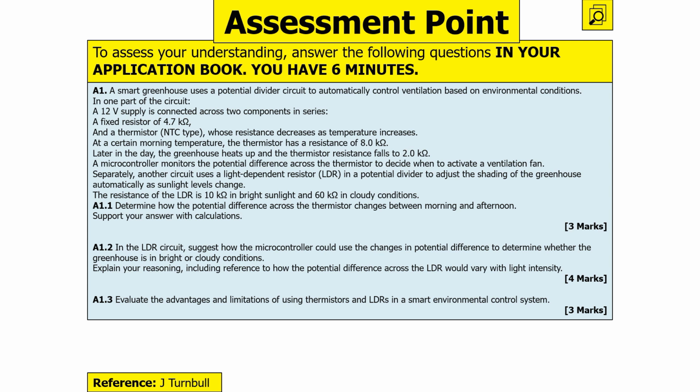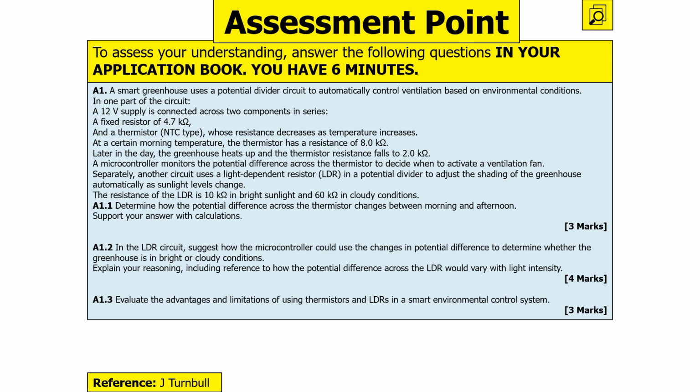A microcontroller monitors the potential difference across the thermistor to decide when to activate a ventilation fan. Separately, another circuit uses a light-dependent resistor in a potential divider to adjust the shade of the greenhouse automatically as the sunlight levels change. The resistance of the LDR is 10 kiloohms in bright sunlight and 20 kiloohms in cloudy conditions.